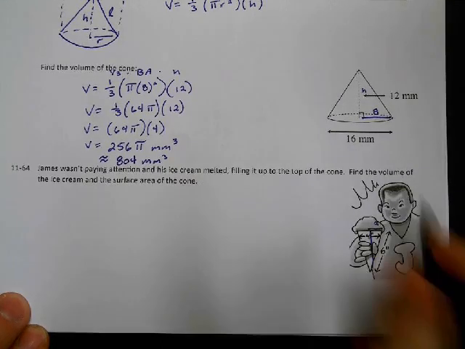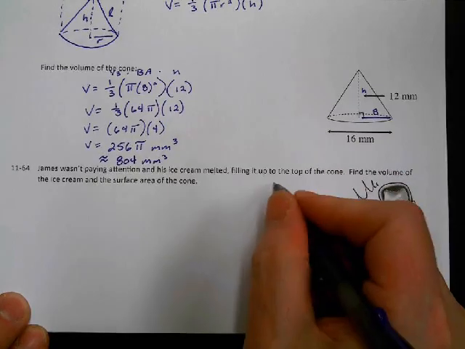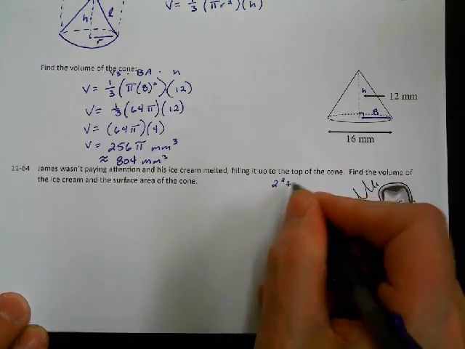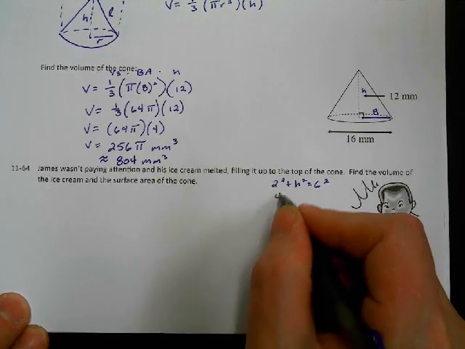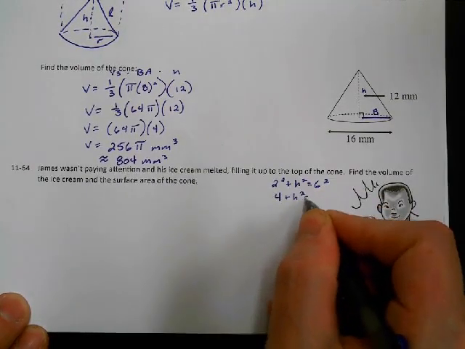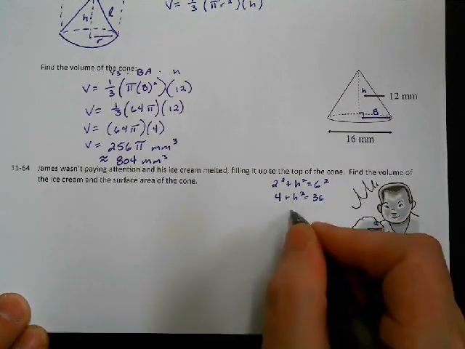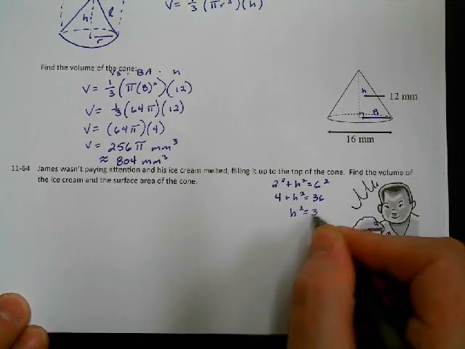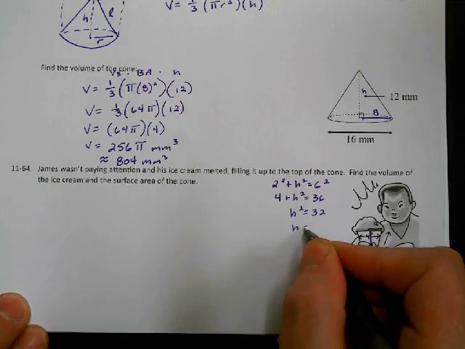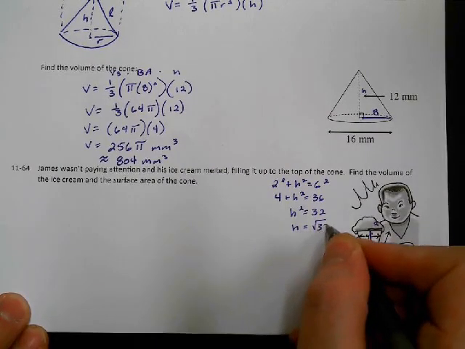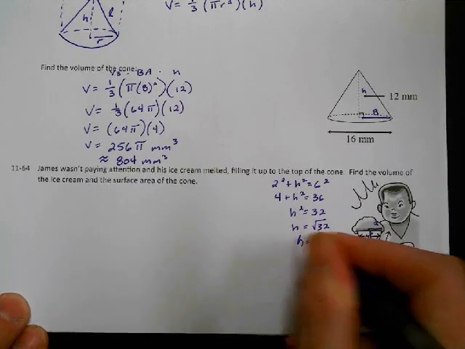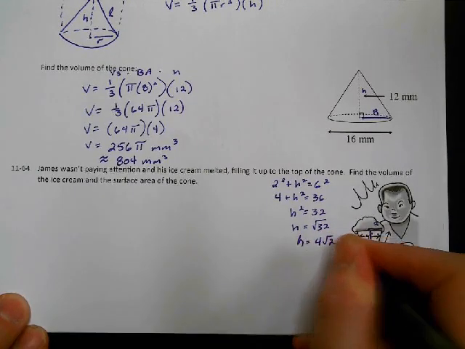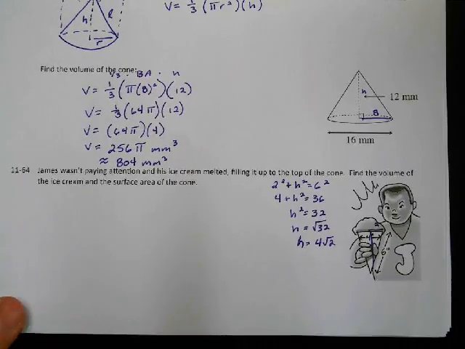So we would do 2 squared plus the height squared equals 6 squared. So this is 4 plus h squared equals 36. Subtract 4, h squared equals 32. Square root both sides, h equals the square root of 32, which is 16 times 2 or 4 root 2. That's his height. So we used the Pythagorean theorem to find the height because we were given the slant height.